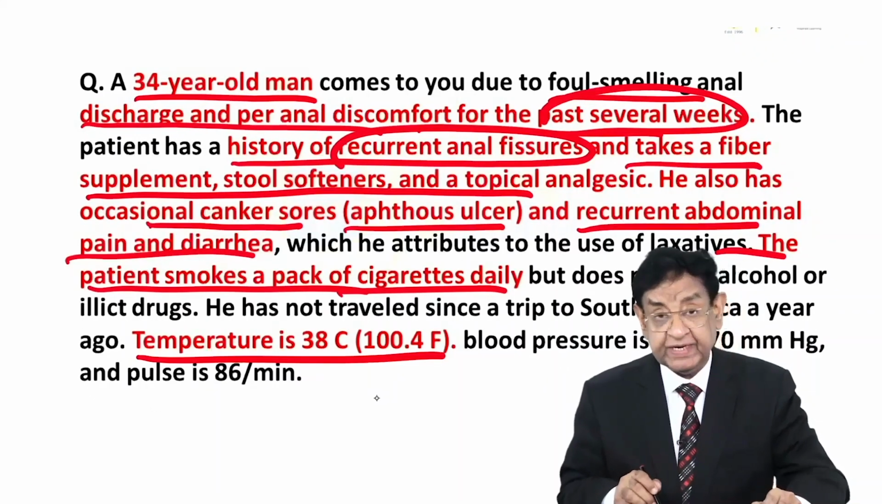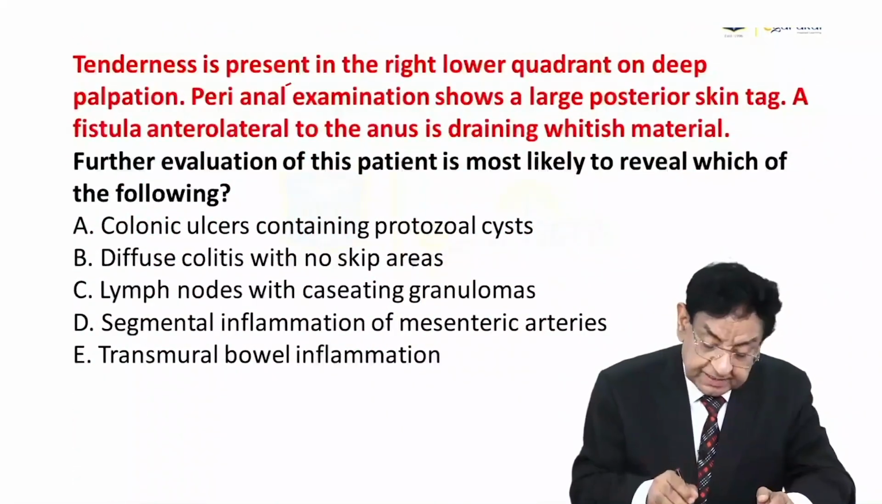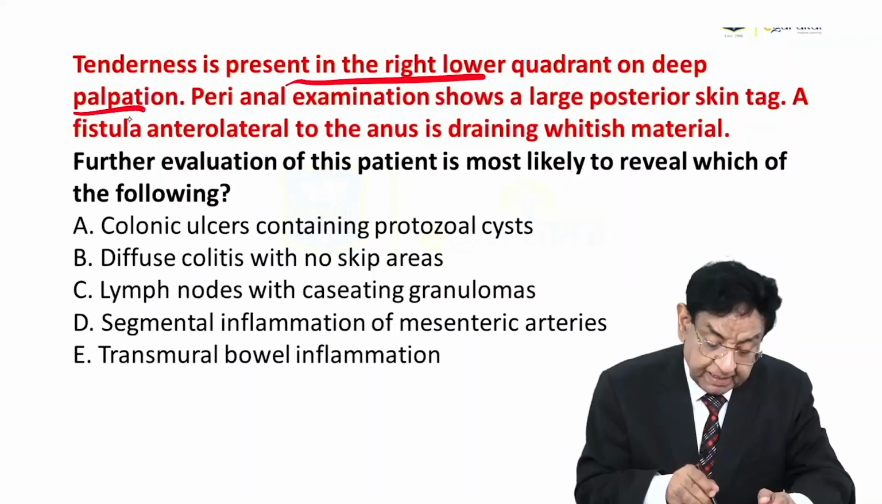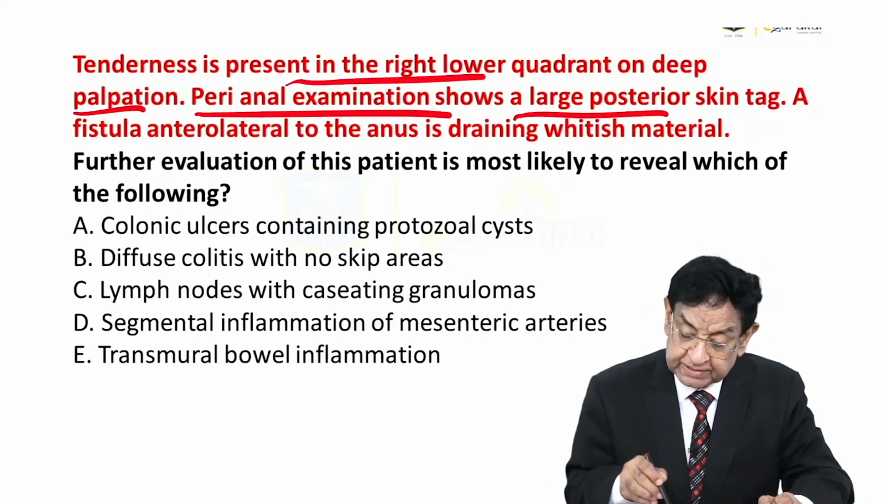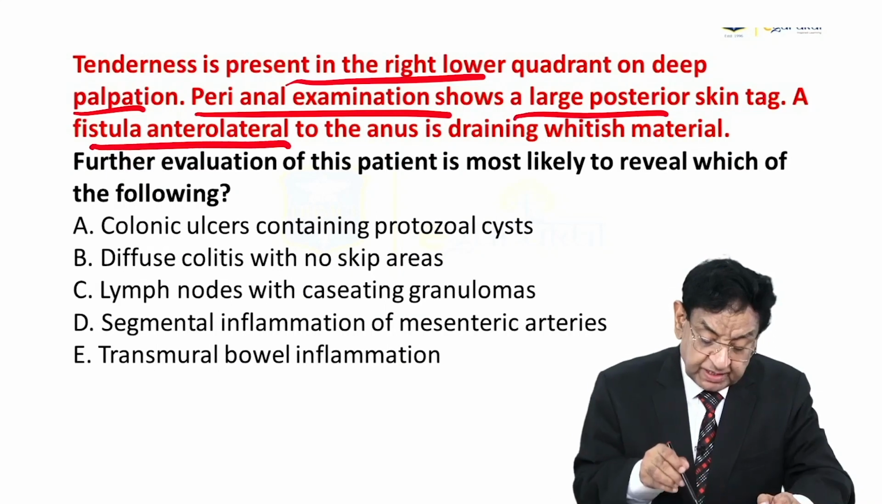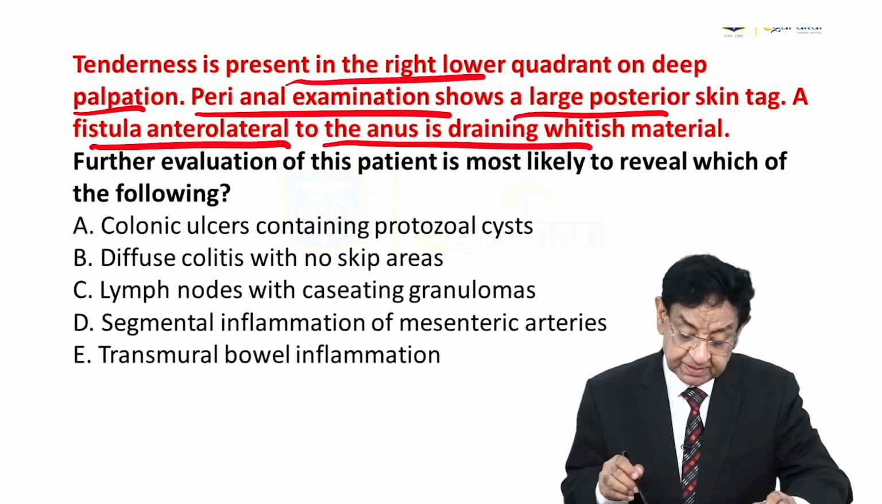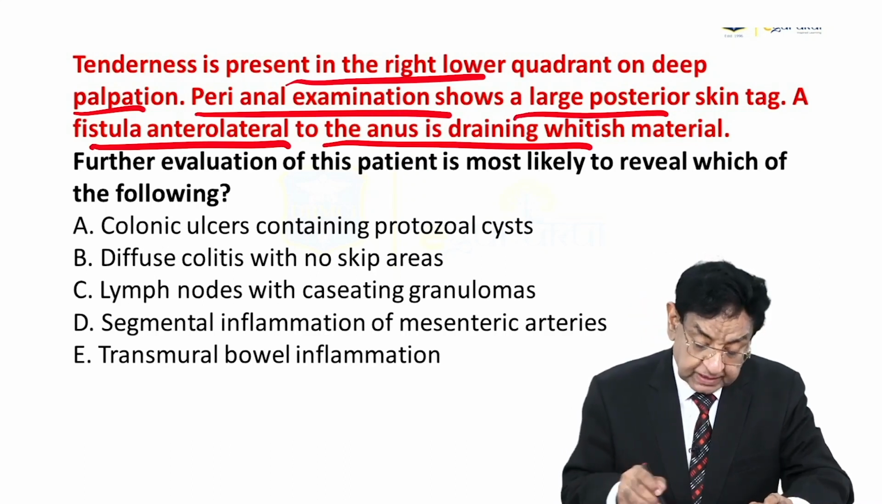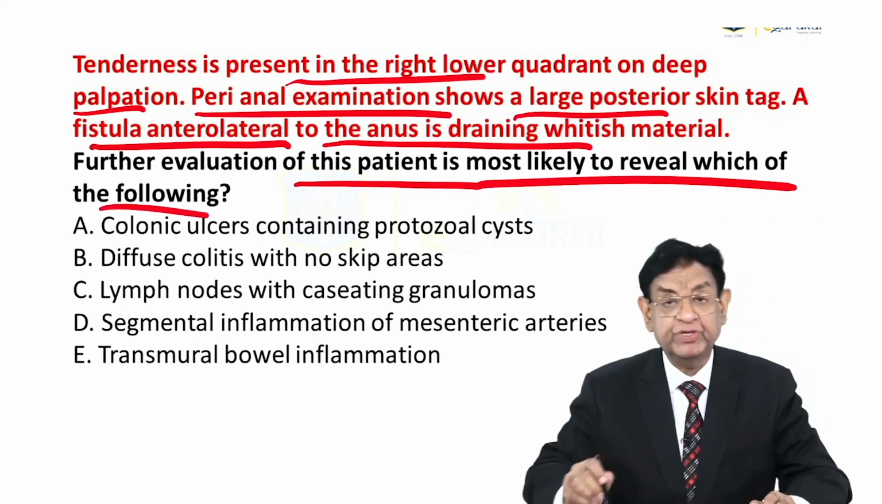He has fever at the moment. Tenderness is present in the right lower quadrant on deep palpation. Perianal examination shows a large posterior skin tag. A fistula anterolateral to the anus is draining whitish material. Well, on further evaluation, the patient is most likely to reveal which of the following?